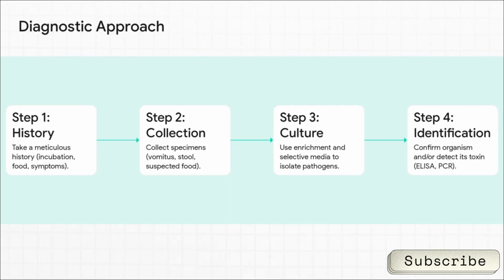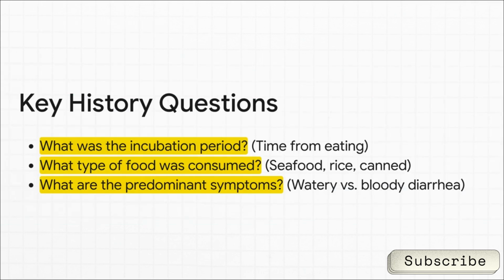You know, the actual diagnosis doesn't start in the lab with a petri dish. It starts with you and the patient. The single most critical step is taking a really, really good history. Think of it as detective work. What you find out from the patient's story is going to guide every single thing you do next. So when you're playing detective, you've got 3 golden questions you have to ask.